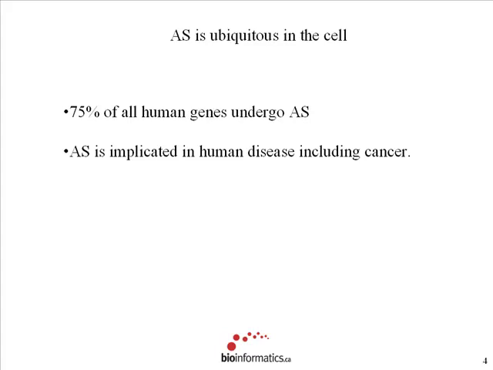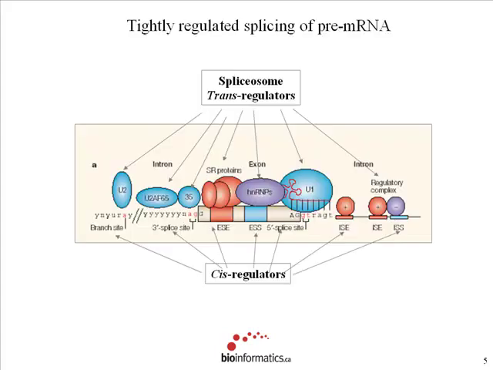This slide is just to tell you that indeed the majority, if not all, of the human genes undergo alternative splicing in a time- and condition-dependent manner. Some recent deep sequencing studies have shown that it's probably about 98% of all human genes that undergo splicing. Of course, this is a very tightly regulated process with many factors involved, and so it is an excellent target for disruption. Alternative splicing has indeed been shown to be implicated in many human diseases, including cancer.